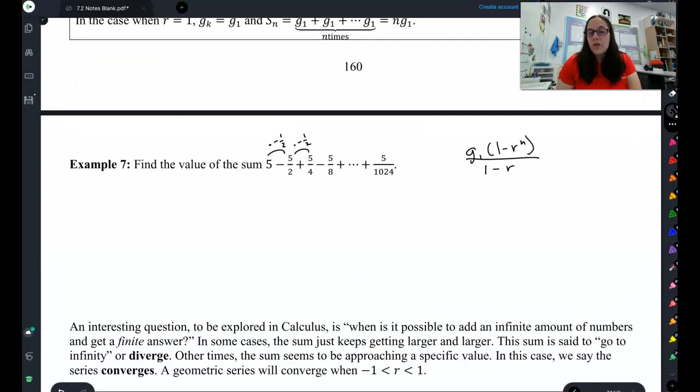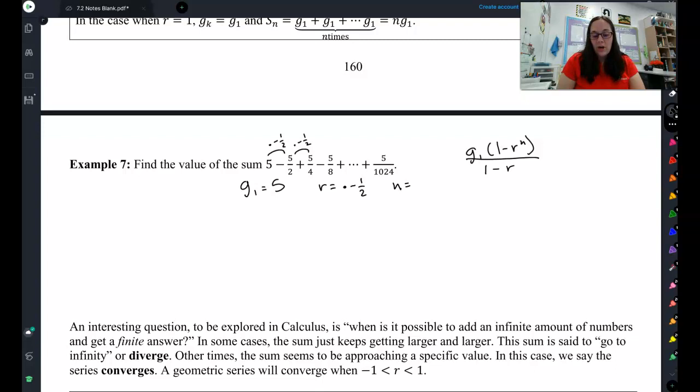Now, first, we know we have to use this equation because it's a geometric series. I'm timesing by the same number over and over. And it's finite. It comes to an end. So it looks like all I need to know here is my first term, which is 5. I need to know r, which I'm timesing by -1/2 over and over. And I need to know n, how many terms I'm adding together.